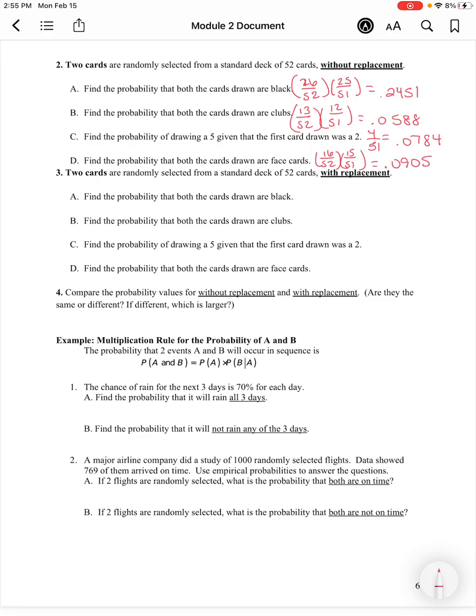So let's look at the difference of what happens when you put the card back. So both are black. This time would be 26 out of 52 times 26 out of 52, which is 0.25. Probability both the cards are clubs, so that would be 13 out of 52 times 13 out of 52, which is 0.0625.